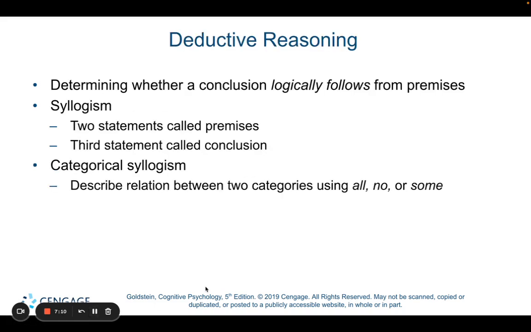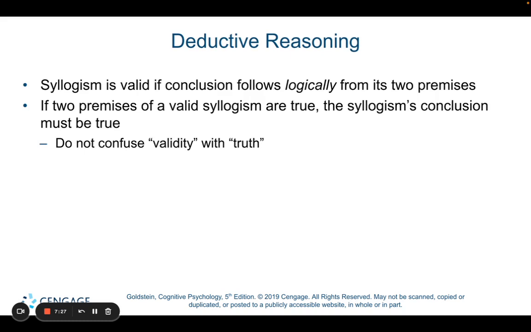Deductive reasoning occurs when we determine whether a conclusion logically follows from its premises. So we also look at the relationship between two categories using words like all, no, or some. A syllogism is valid if a conclusion follows logically from its two premises. And if the two premises of a valid syllogism are true, the syllogism's conclusion must also be true. So we must not confuse validity and truth when it comes to syllogisms.